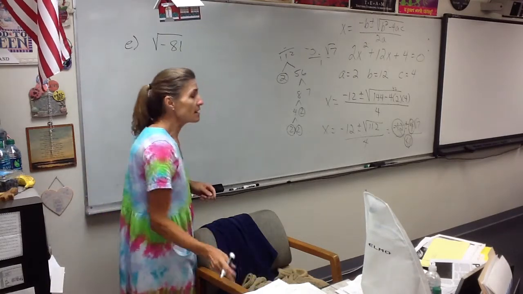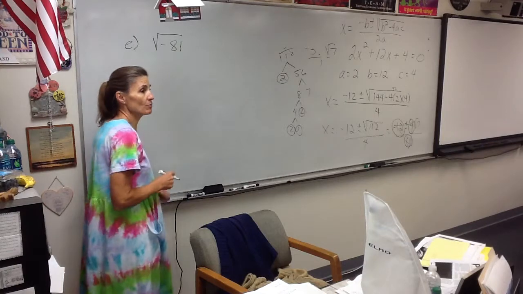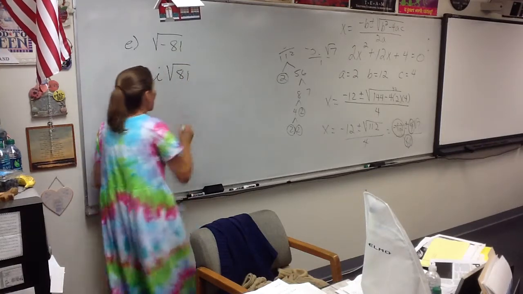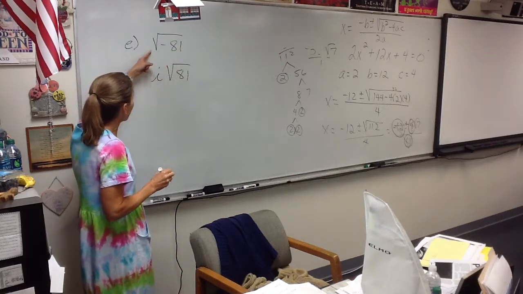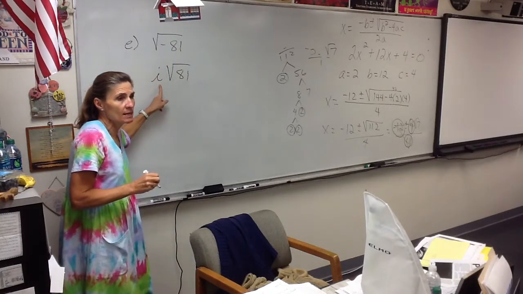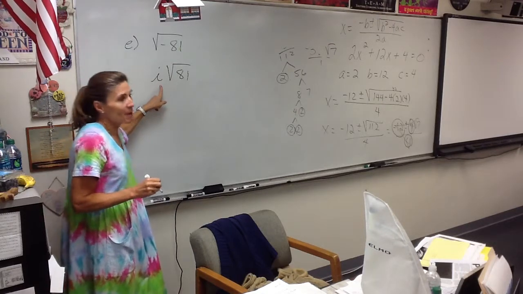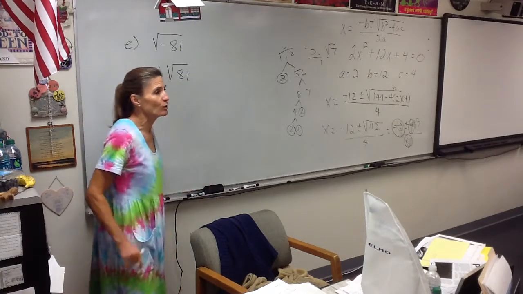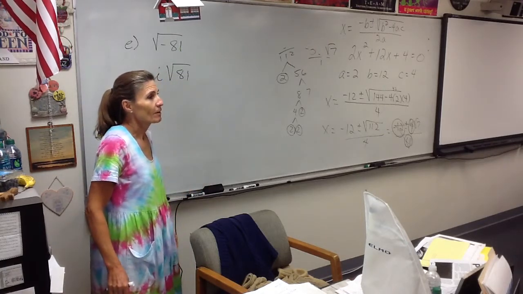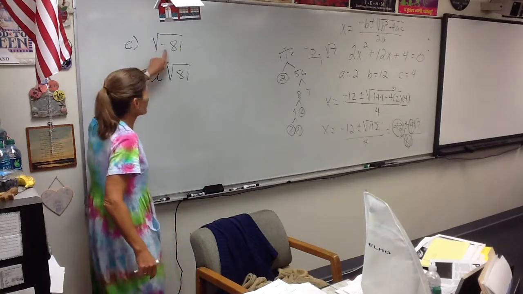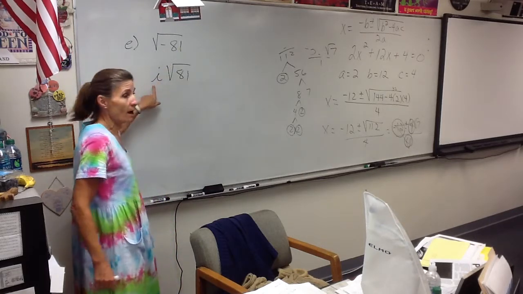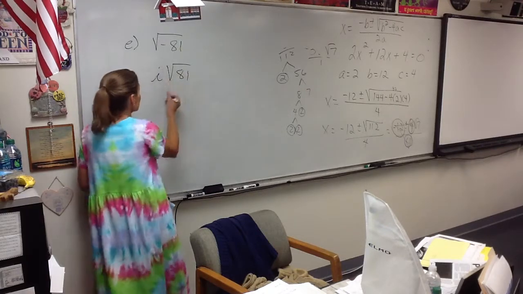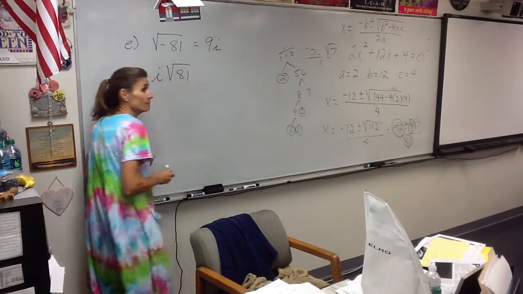Remember, anytime you have a negative under a radical sign, the first thing you do is pull it out, and when you pull it out, it magically becomes an i. It's not really magic. The square root of a negative is i. That's the definition. The square root of a negative is always going to be i. Now, you know the square root of 81 is 9, so the answer to this problem is 9.